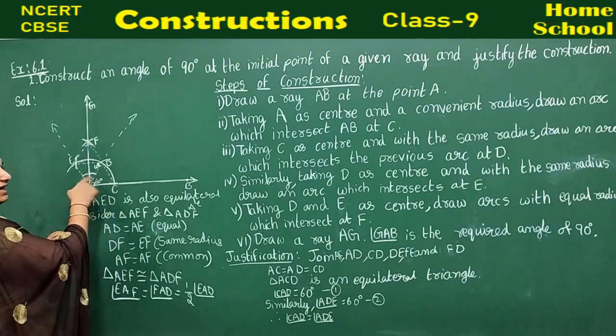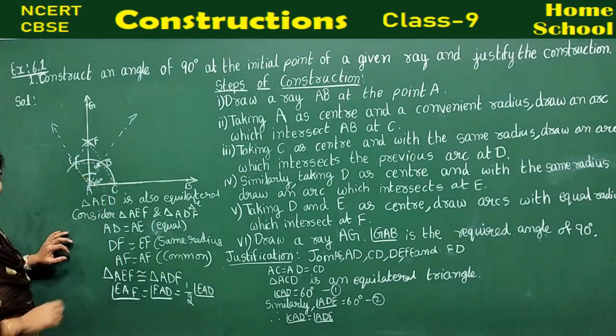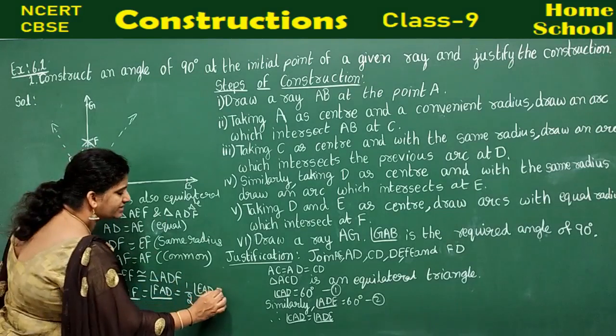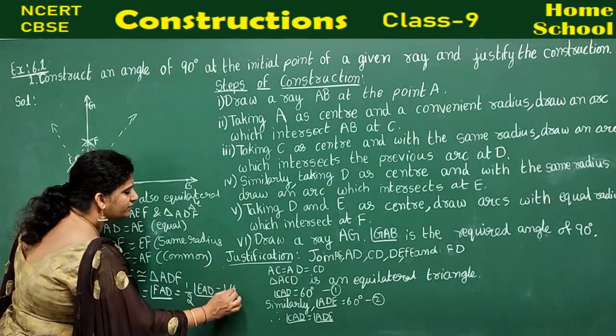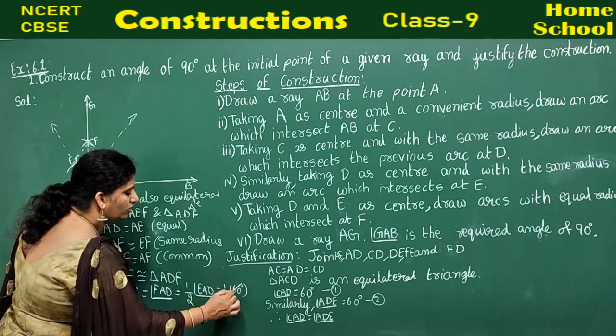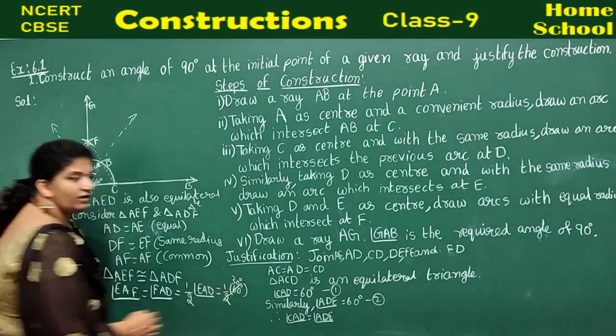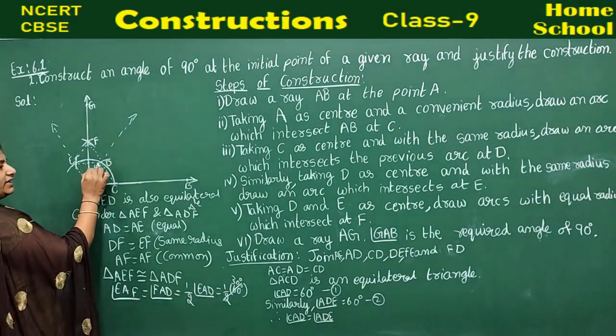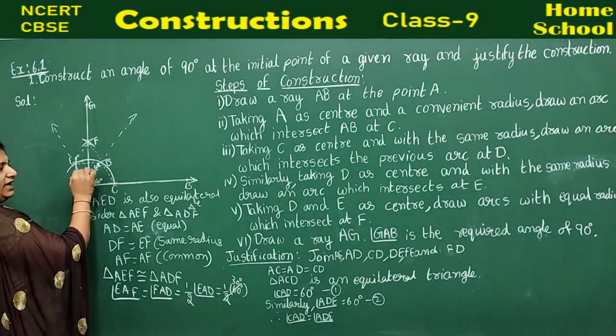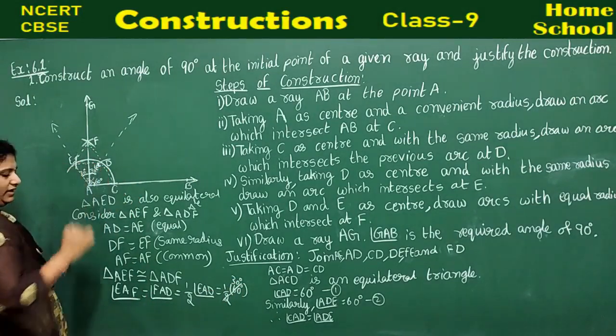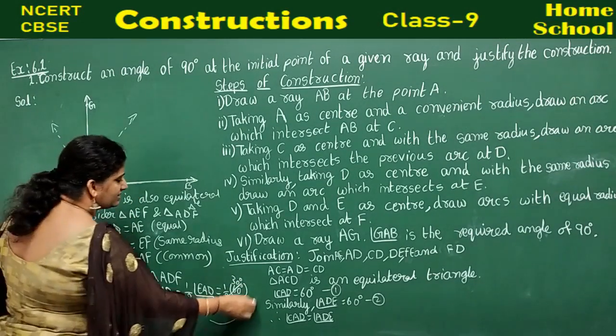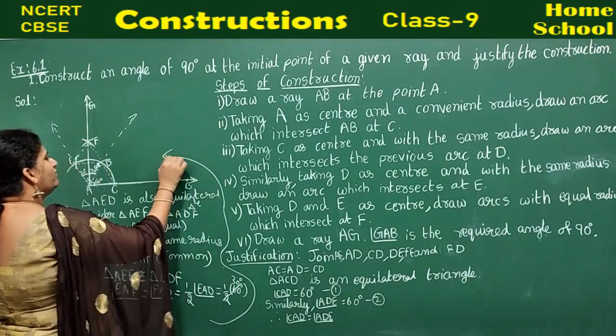What is angle EAD in triangle AED? This angle is equal to 60. Half of 60 degrees is equal to 30 degrees. Half of 60 means 30. So, this is 30 and this will be 30. Finally, final step I just write here.